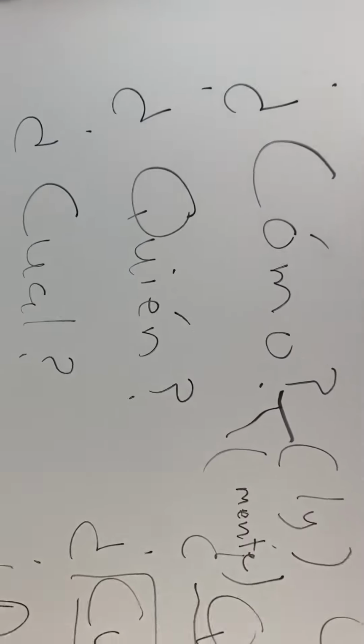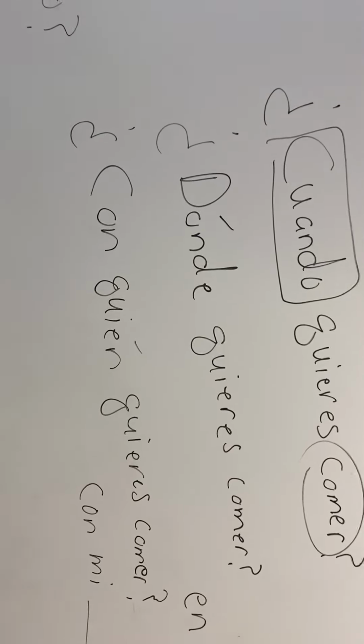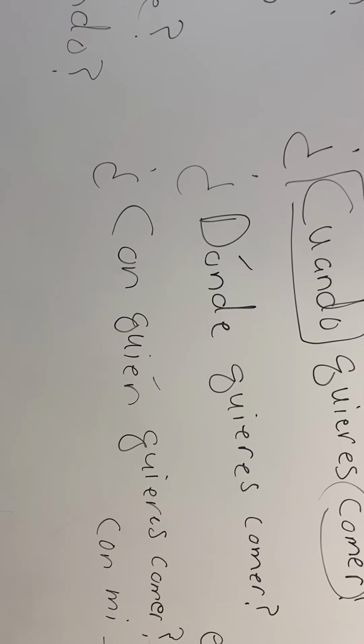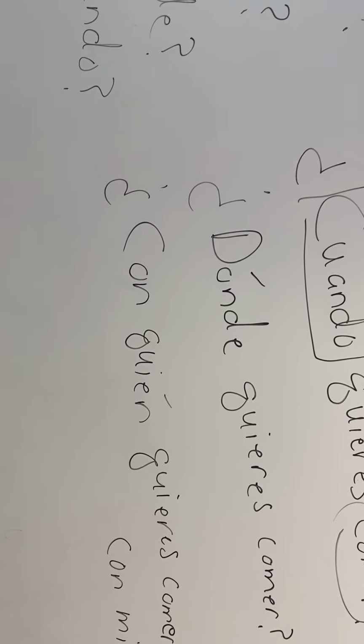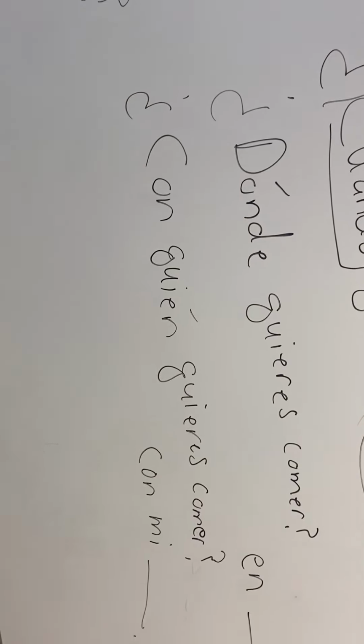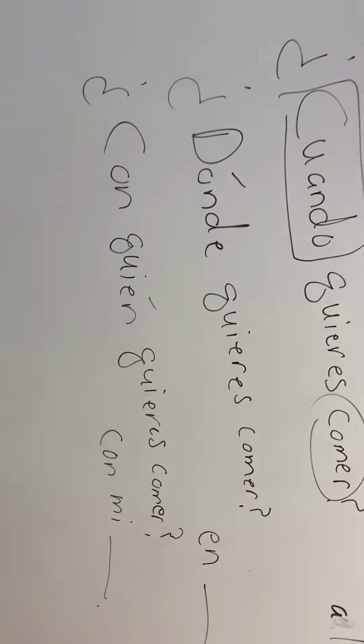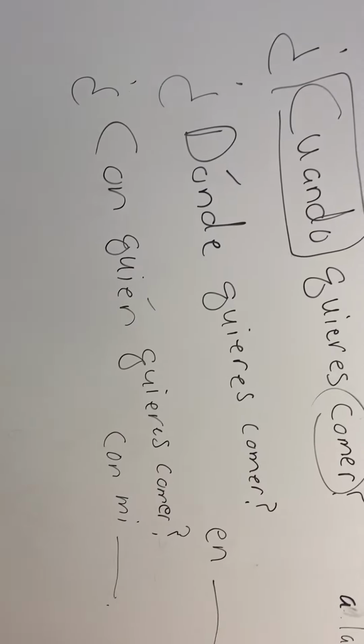And then we're going to come to this word quién. I'm going to skip down and start with quién, and we'll come back to cómo. Quién means who. We would have to say, who do you want to eat with? So we're going to start with con, which means with. Con quién would mean with whom. Con quién quieres comer? With whom do you want to eat? And then that would lead you into getting information about the names of people.